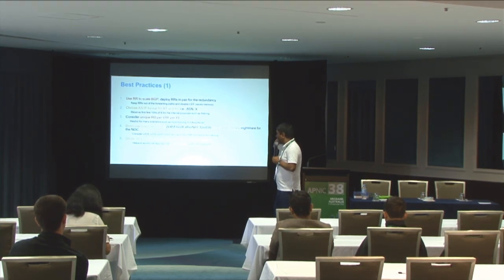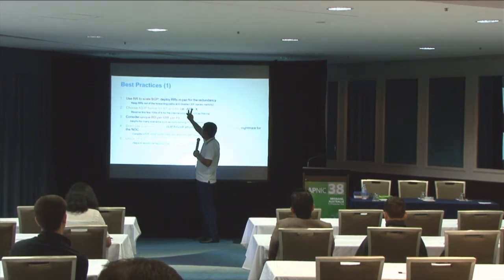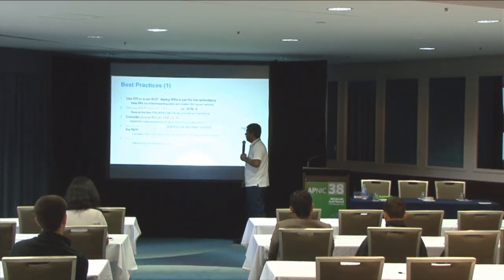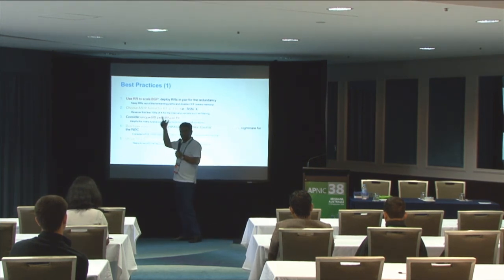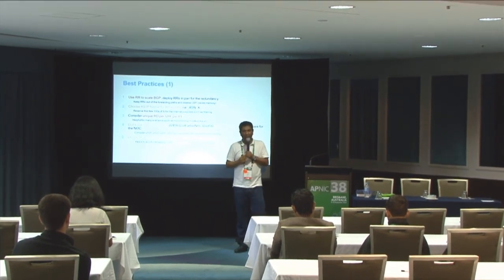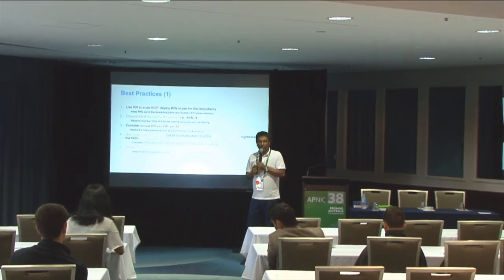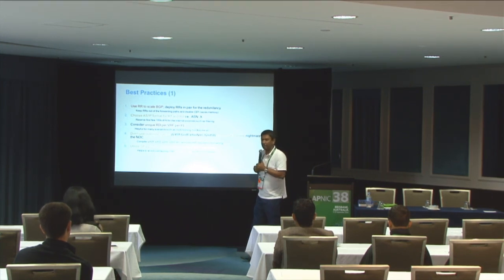When you configure your RT and RD, normally we see either AS number or IP address. You should use unique RT and RD. Don't use the same RD across each customer or for a single customer. For all the sites, don't use the same RD. The best practice is for different sites, you should have different RDs.